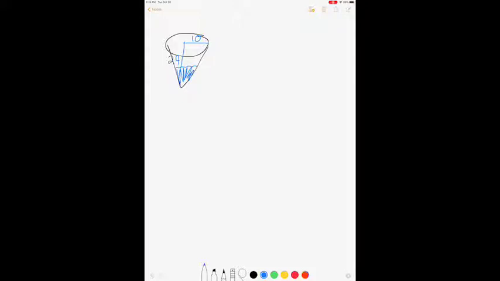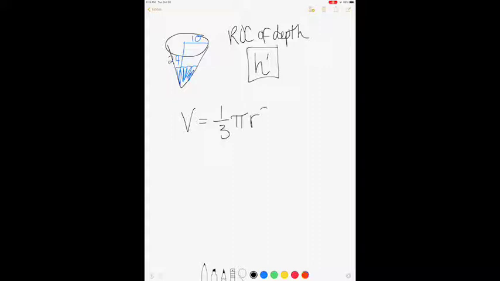All right, so we're looking for the rate of change of the depth. And I'm going to use H to represent depth because it's height. So we are looking for H prime. That's what we want when we're done. But before we can do that, we need to set up some kind of relationship between some things in here. And what we know about the water in this tank is that that's volume. And we know that the volume of a cone is this right here.